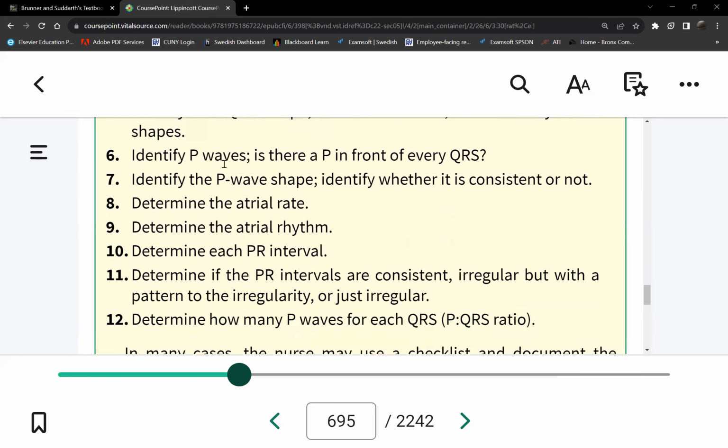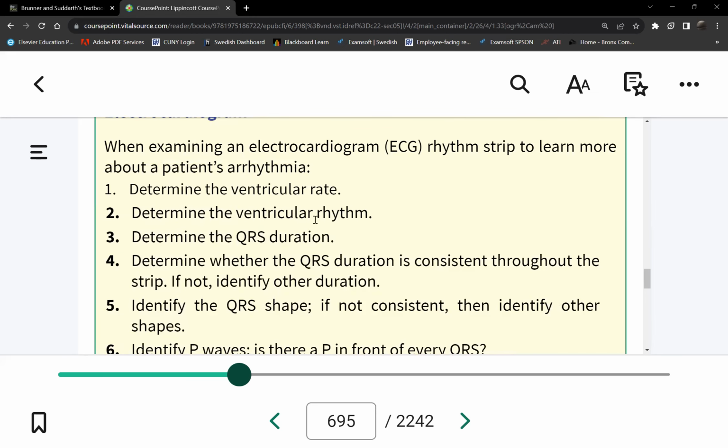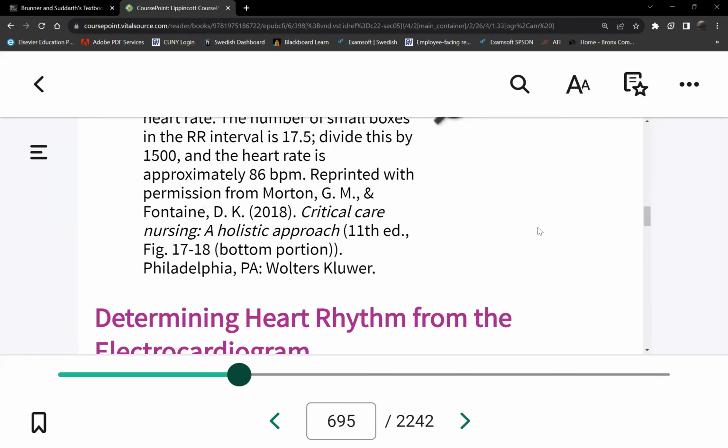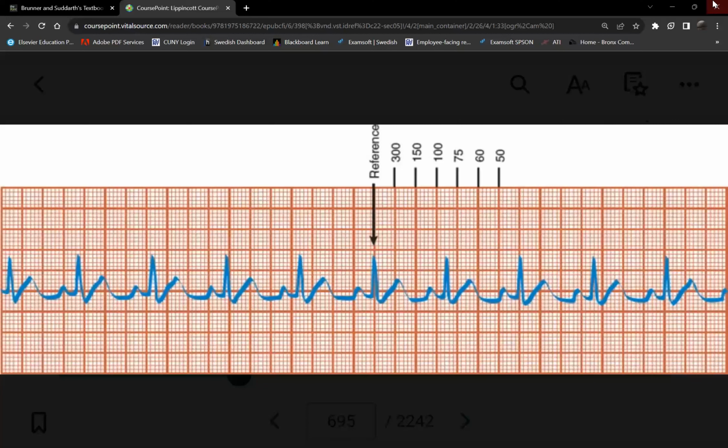There are 12 steps here, which we're not going to do. We'll skip over the second step. So let's look at the QRS duration. Does the QRS duration on this one appear normal? The QRS duration is supposed to be how long? Less than 0.12, right? So 0.12 seconds. Is it less than 0.12 seconds?